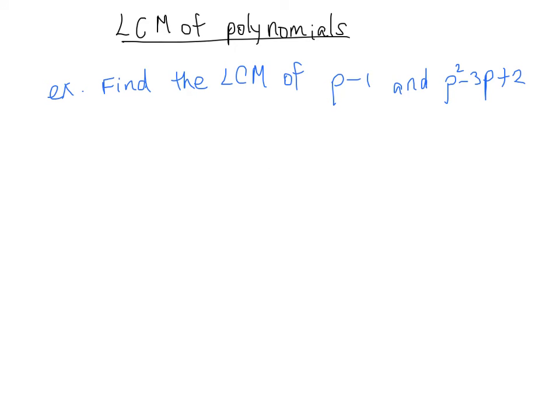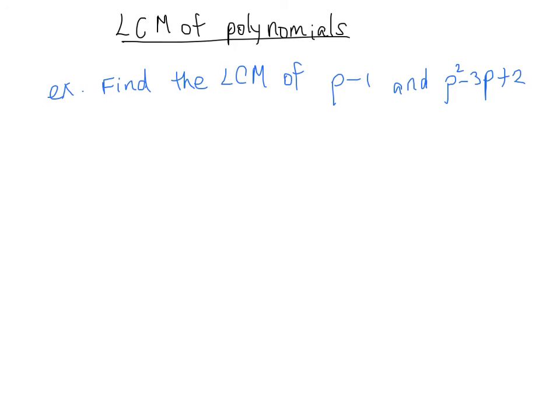Okay, so I left the best one for last. So if you have a polynomial or a few polynomials and you want to figure out the LCM, you have to make sure that everything is in factored form. So here we are all set with this one because this is already just p minus 1. There is no square, there is nothing to factor out in this case. But this one needs to be factored. So you have to always check that it's in the most factored form.